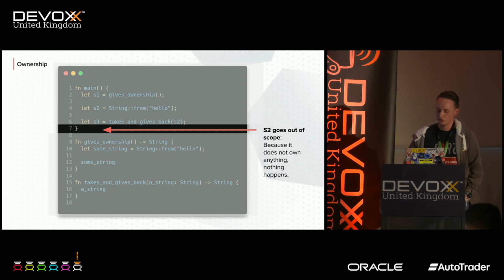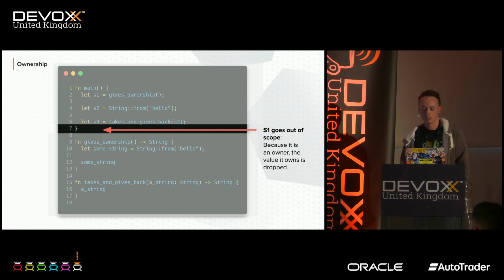When it looks at S2, it'll say, actually, the value that was allocated to S2 has been transferred to a different variable. Therefore, there's no value that belongs to S2, so we don't need to free anything. And then when it goes to S1, it will recognize that this gives ownership function transferred ownership to S1, so it needs to free the memory allocated to that.